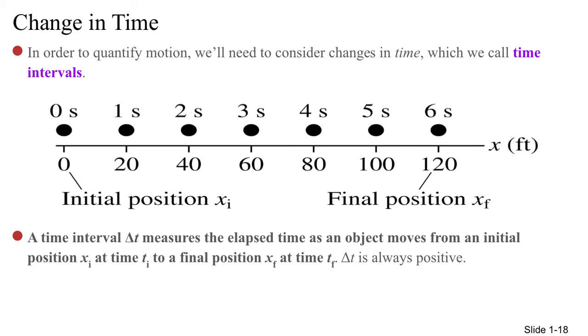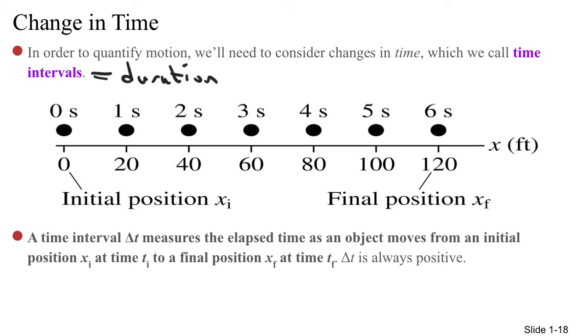In order to quantify motion, we'll need to consider changes in time, which we call time intervals, because we're not super creative. I often call this, and this is my own term that no one else seems to use, a duration. So a motion has a displacement and it has a duration. So delta t, a time interval, measures the elapsed time as an object moves from initial position at time ti to a final position at time tf.